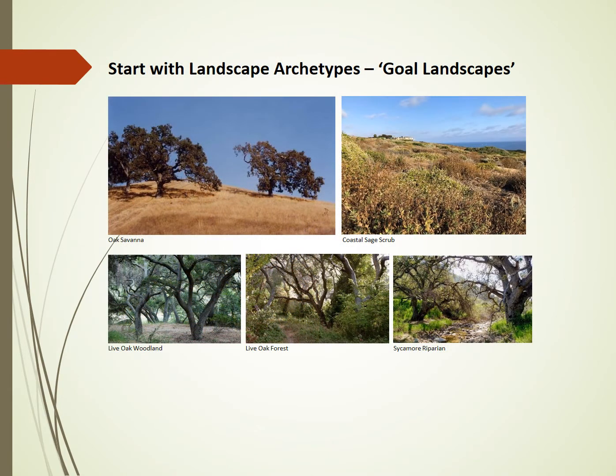In our region, we often refer to these local native landscape archetypes: oak savanna, coastal sage scrub, oak woodland, oak forest, and sycamore riparian. We take design inspiration from various aspects of these landscapes, and we interpret them in our planting designs in myriad ways, from abstract artistic expressions to efforts at creating self-sustaining habitat for endangered species.